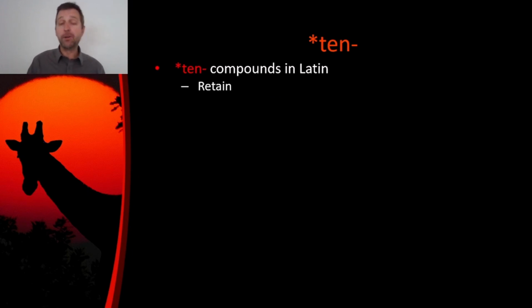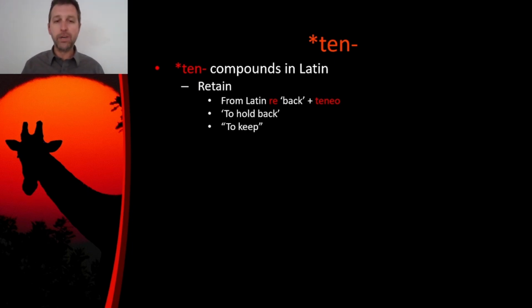What if we put a different prefix on? Retain. Re just comes from the Latin re, which means back. So retain means to hold back. That's literally what it means to retain. And so we use this word to mean to keep. If you retain somebody in a particular position, you're holding them back from leaving, you're keeping them. You're not firing them or whatever. Or if you retain whatever, that's usually what it means.